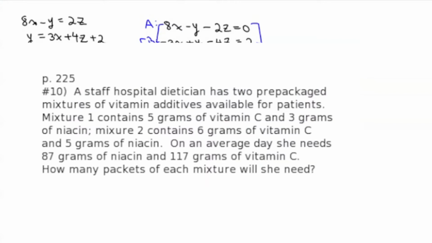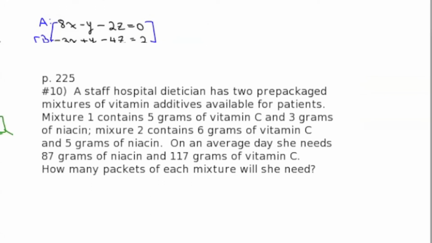Number 10. Hospital dietitian. A staff hospital dietitian has 2 pre-packaged mixtures of vitamin additives available for patients. Actually, that whole sentence you could care less about. Now it becomes important. Mixture 1 contains 5 grams of vitamin C and 3 grams of niacin. Mixture 2 contains 6 grams of vitamin C and 5 grams of niacin. On an average day, she needs 87 grams of niacin and 117 grams of vitamin C. How many packets of each mixture will she need?